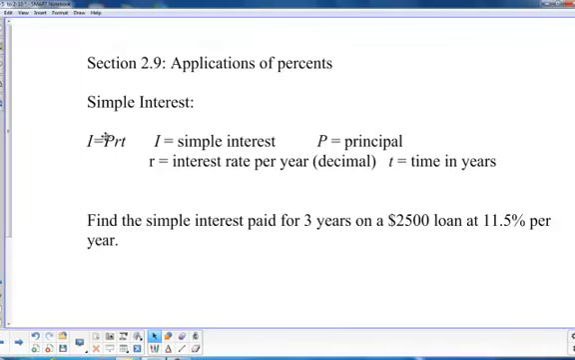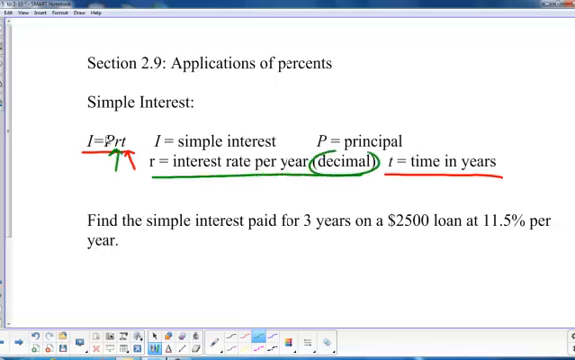All right, the simple interest equation is this. Interest equals principal times rate times time. So this is time in years. This is rate in decimal form. And principal is the same exact thing as starting amount.